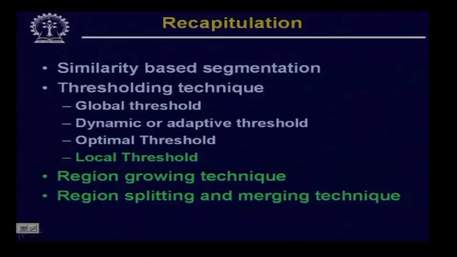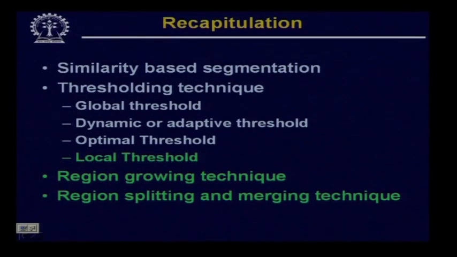So, in optimal thresholding, we tried to estimate how much error is incorporated if we choose a particular threshold, and then we choose that value of the threshold by which the average error will be minimized.